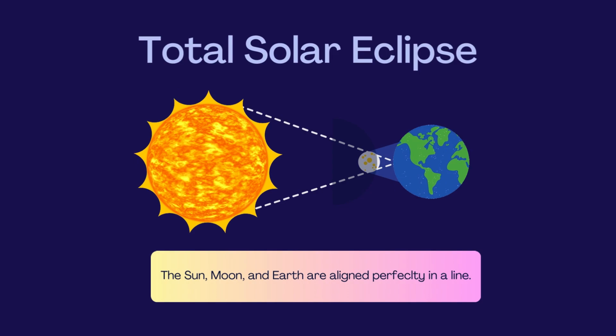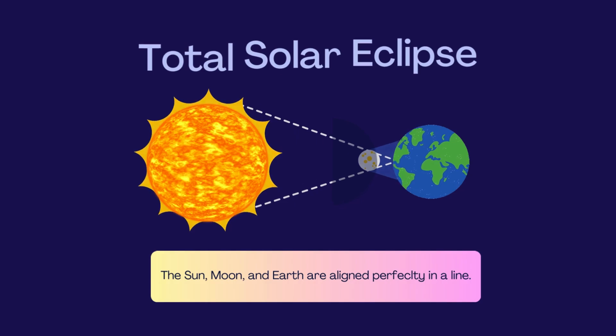It occurs when the moon completely covers the sun, blocking out its light entirely. During a total solar eclipse, the sky darkens and the sun's corona is visible. This makes the sun and moon appear almost the same size in our sky. Total solar eclipses are rare events that happen only when the sun, moon, and earth are aligned perfectly.